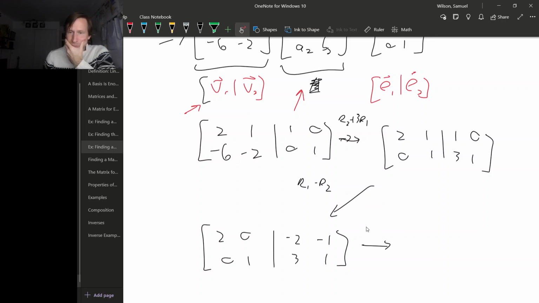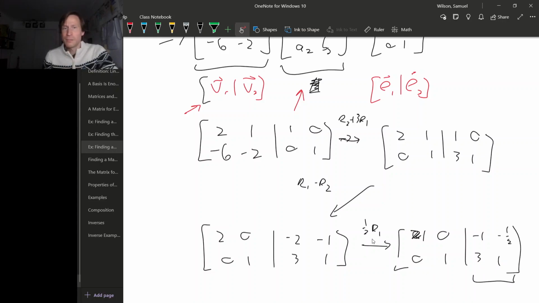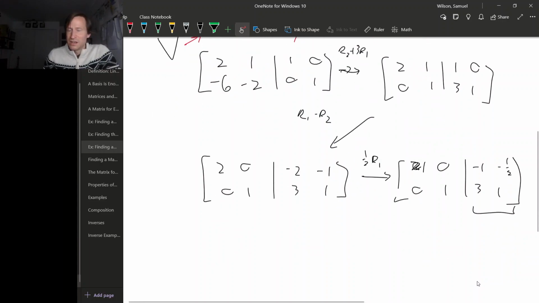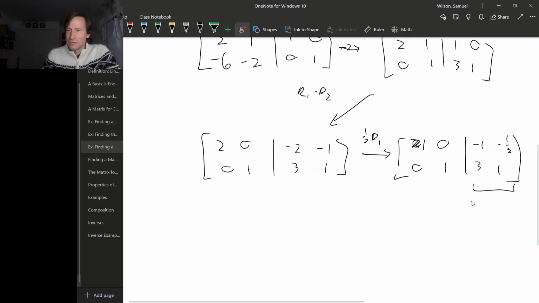So this is going to be the first row divided by 2, so that's 1, 0, minus 1 half, 0, 1, 3, 1. Okay, so here's the inverse that we were looking for. Maybe we should call this matrix V, and then this matrix V inverse over here.